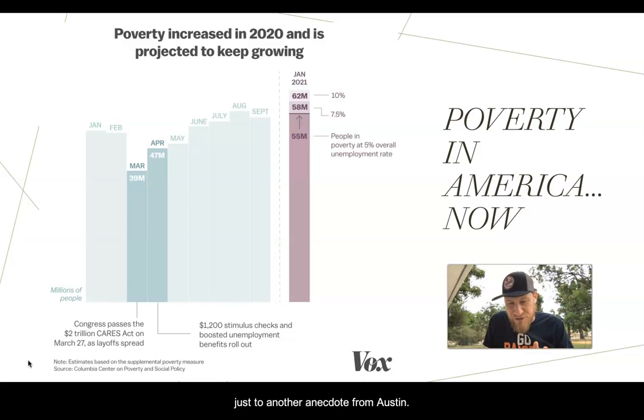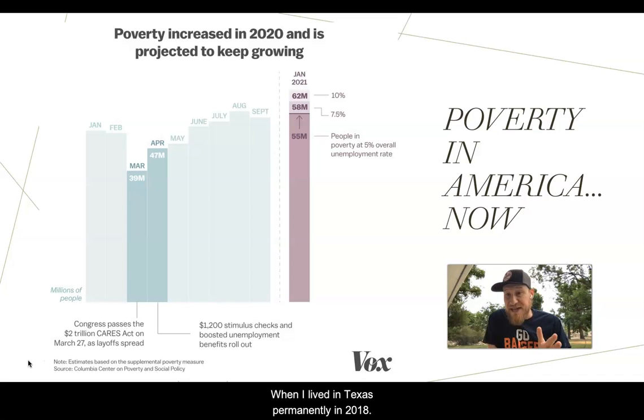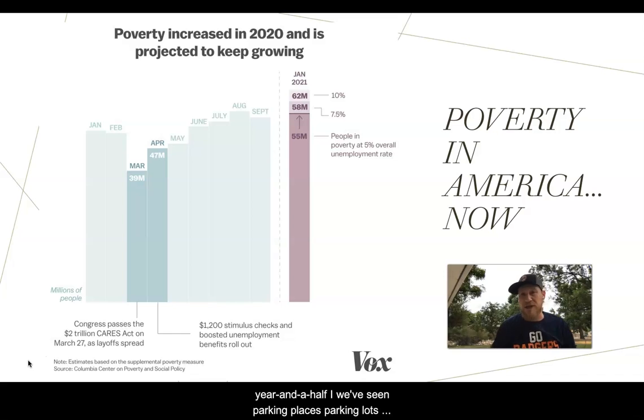Again, just another anecdote from Austin. When I lived in Texas permanently in 2018, we did see poverty going down. We saw less homelessness. But over the explosion of the last year and a half, we have seen parking lots, library parking lots, places where the public is supposed to go, being filled with tent cities in Austin, and this is terrifying.